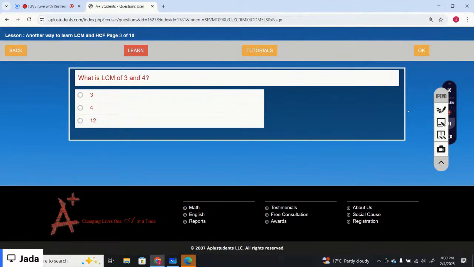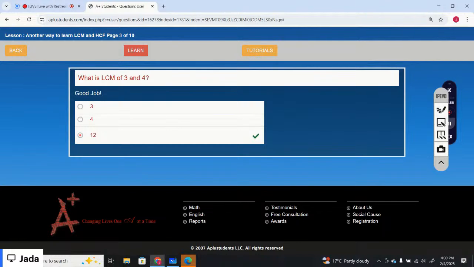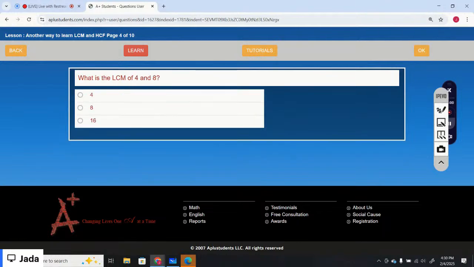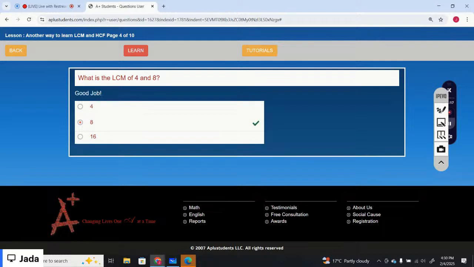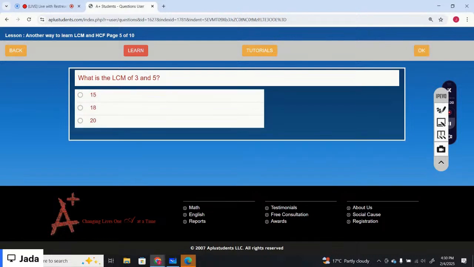What is the LCM of 3 and 12? So the least common multiple is 12. What is the LCM of 4 and 8? You need to write down their multiples. The least common multiple is 8. Option number 2 is the correct option.